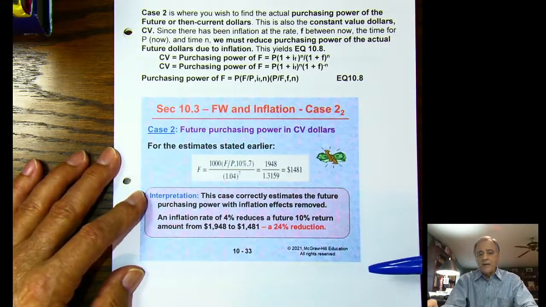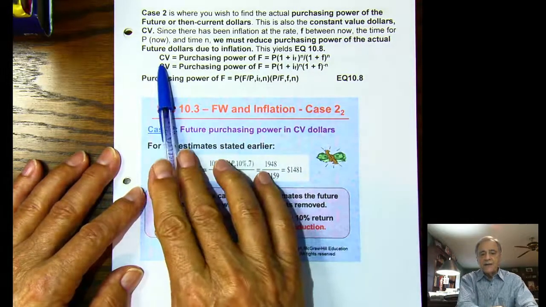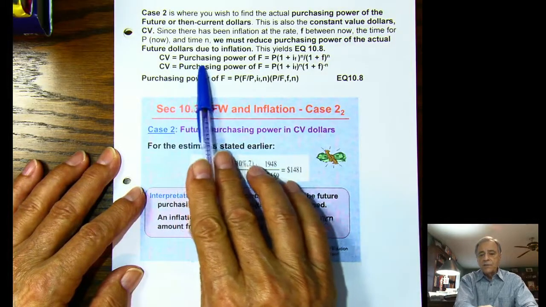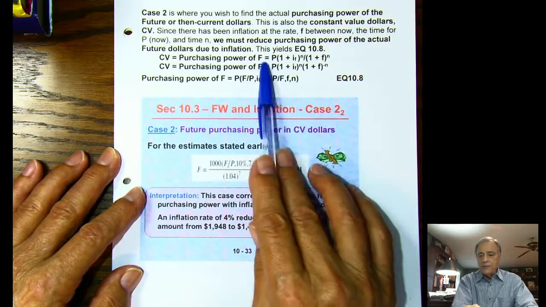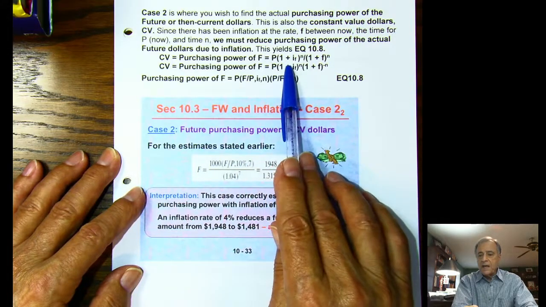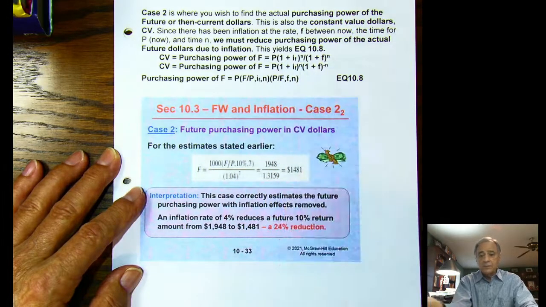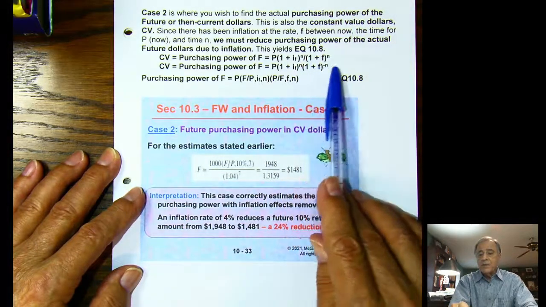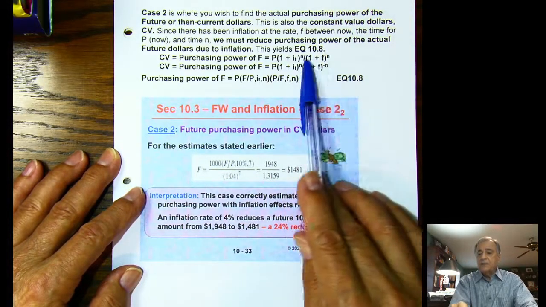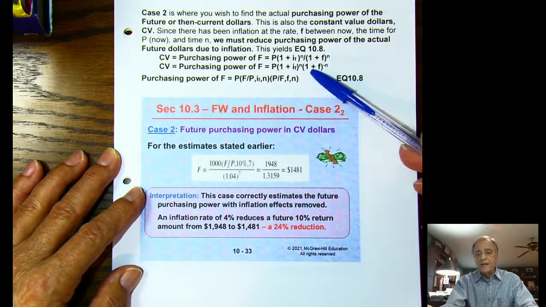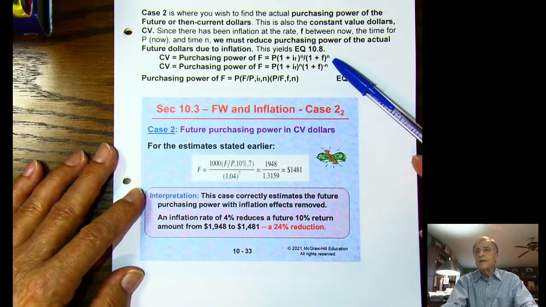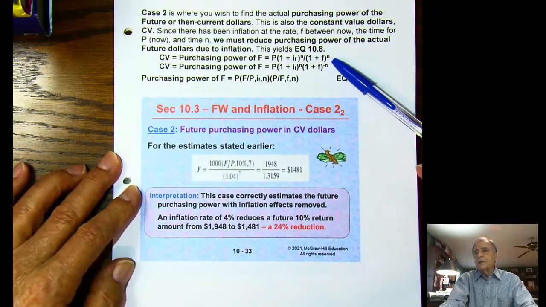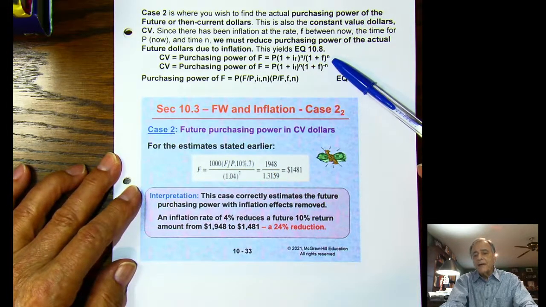So what we have to do is say constant value dollars equals the purchasing power of F, which is equal to F, which is P times (1 plus i sub f) to the n, which we just did in the last case. But then we have to take out the inflation. So we divide by (1 plus f) to the n power. And that removes the reduced buying power due to inflation.